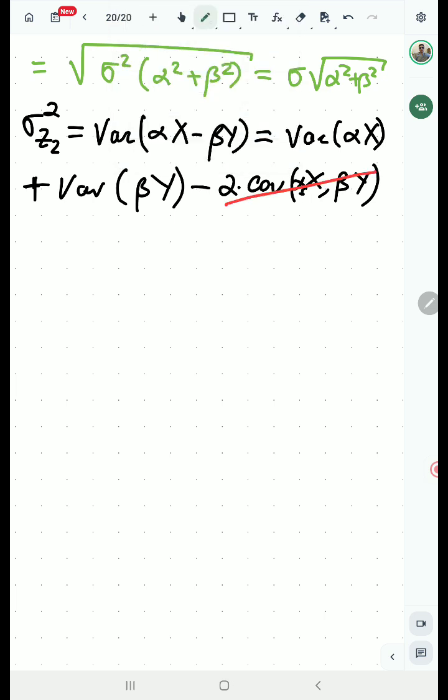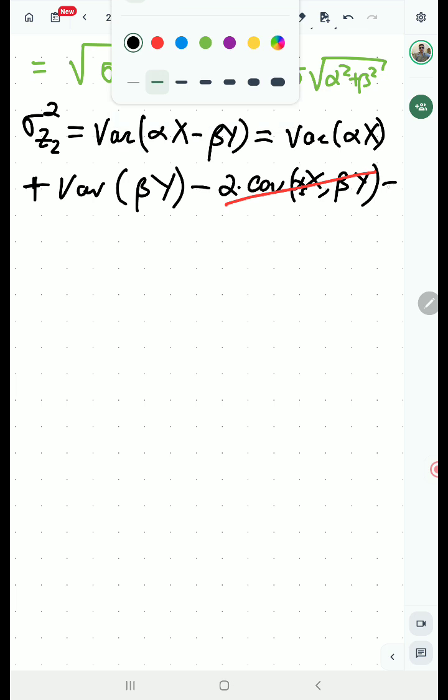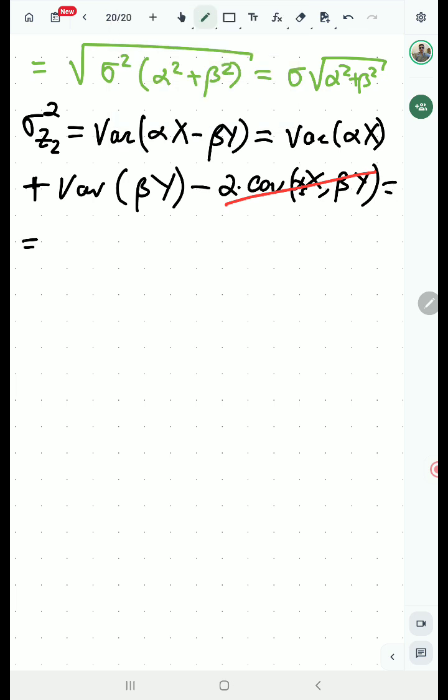And what we receive is the variance of alpha X, which can be rewritten as alpha square sigma square of X plus beta square times sigma square, right? Now let's put all these things together.